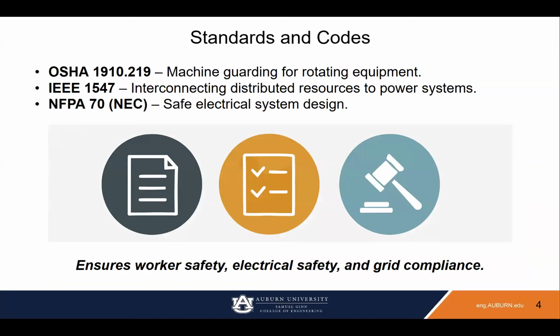Some brief standards and codes that are applicable. Just kind of doing a brief evaluation of the different regulatory bodies that you would need to abide by when you're installing one of these systems. You've got OSHA, right? Your 1910.219 is your machine guarding for rotating equipment. This is pretty applicable across most power generation. You've got IEEE 1547, which is how you interconnect distributed resources to power systems. And then obviously you have your NEC, National Electrical Code, and that's NFPA 70, which is safe electrical system design. And obviously we would want to follow all of these things to ensure worker safety, electrical safety, grid compliance, all of those things that make society run safely.